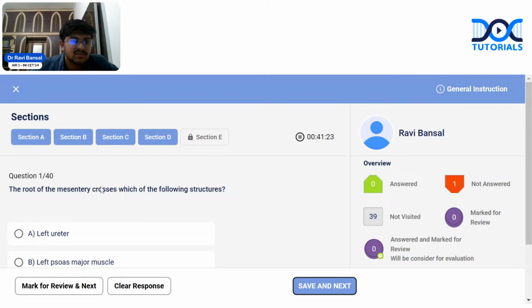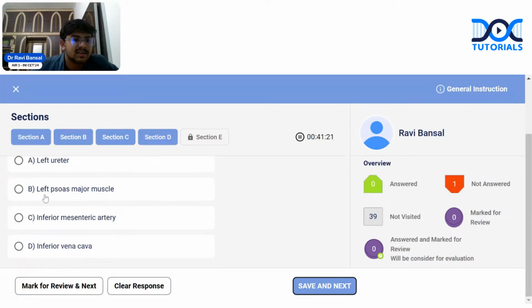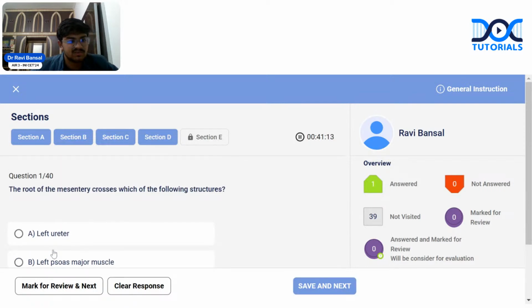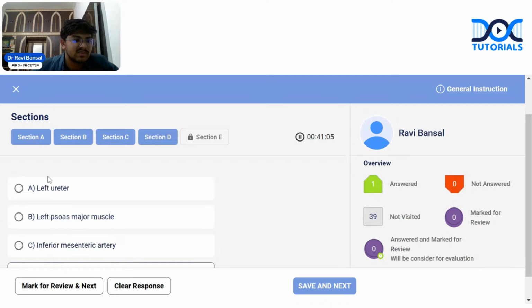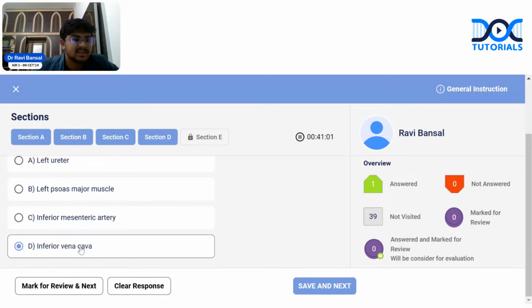Root of mesentery crosses which of the following structures? No, this should be right psoas major and right ureter. IMA, I am not sure what this is. IVC is definitely crossed by the root of mesentery because it goes from the left side of the body to the right side of the body. So obviously it will go through the midline, and IVC is in the midline of the body. So I think it is IVC.